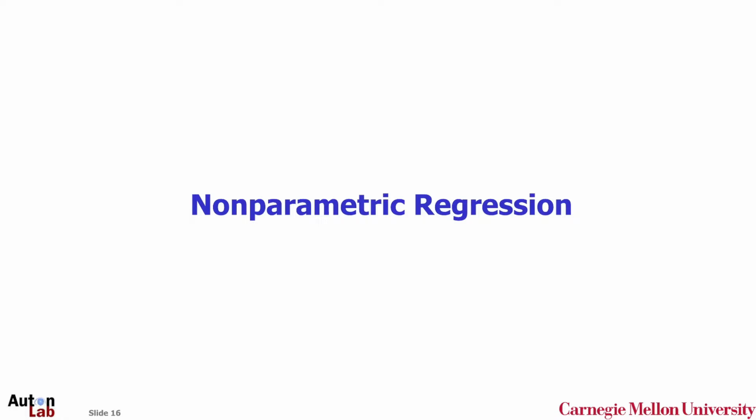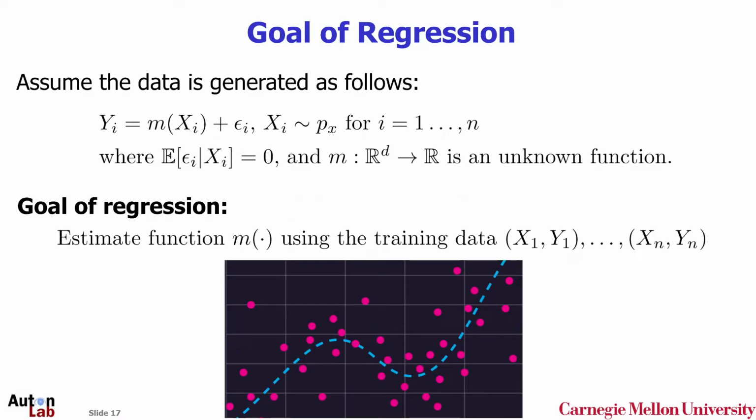Now let's see how we can create nonparametric methods for regression problems. In regression problems, we assume that we have n training data points. They consist of x, y pairs. xi is sampled iid from a distribution with density p(x), and its label yi is just m(xi) plus epsilon i, where epsilon i is a zero mean noise at any given xi location. Our goal in this regression problem is that given this dataset, illustrated with these purple points here, we want to estimate function m, which is visualized by this blue dashed curve here.